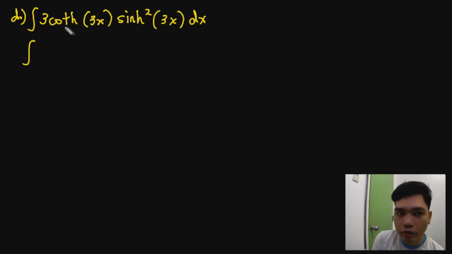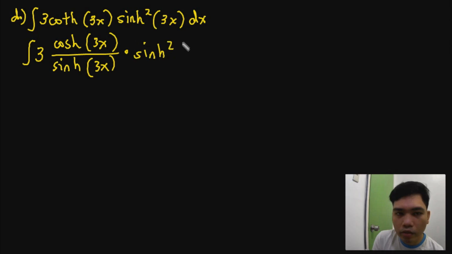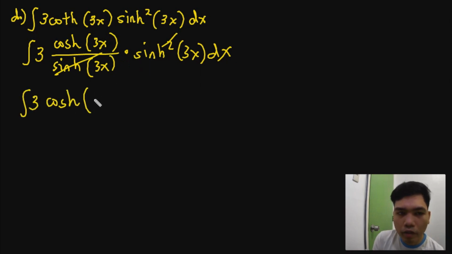So if we try to rearrange this in terms of hyperbolic cosine of 3x over hyperbolic sine of 3x, we can actually cancel out some sine h here. So that will be 3, and then hyperbolic cosine of 3x divided by hyperbolic sine of 3x, which is actually hyperbolic cotangent, multiplying this by the square of this hyperbolic sine. So the final expression will be something like 3, and then hyperbolic cosine of 3x, and then hyperbolic sine of 3x, and then dx.